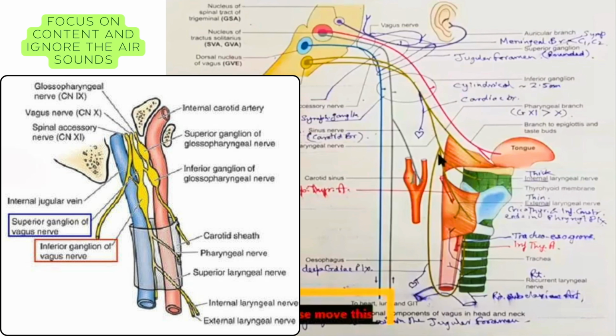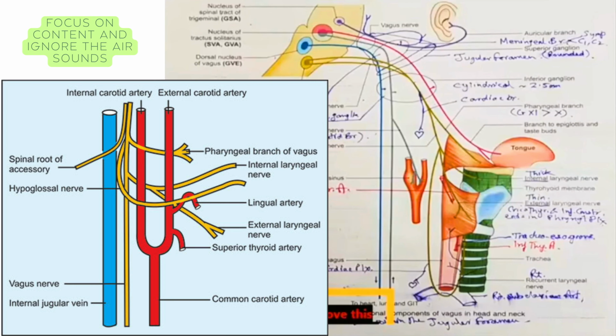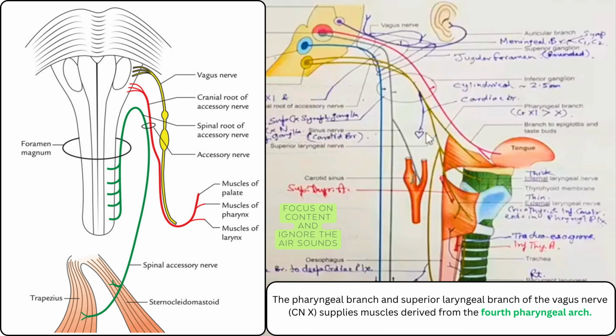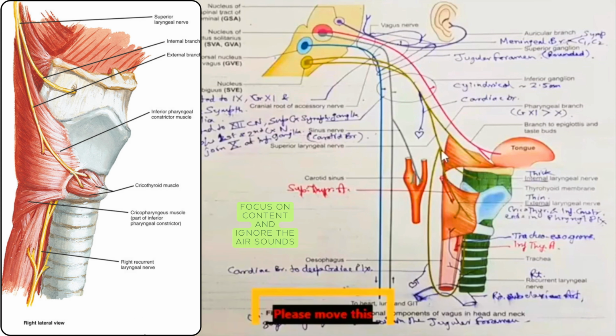Let me tell you about the two branches from the superior laryngeal. Remember, the superior laryngeal's course was perforating the carotid sheath and running deeper to both the arteries, external and internal carotids, and it will divide now into two branches. The internal laryngeal nerve is the thicker branch and the external laryngeal nerve is the thinner branch, right? The superior laryngeal nerve was the nerve of the fourth pharyngeal arch. So actually this portion, the superior laryngeal and pharyngeal branches, were supplying the muscles derived from the fourth pharyngeal arch.